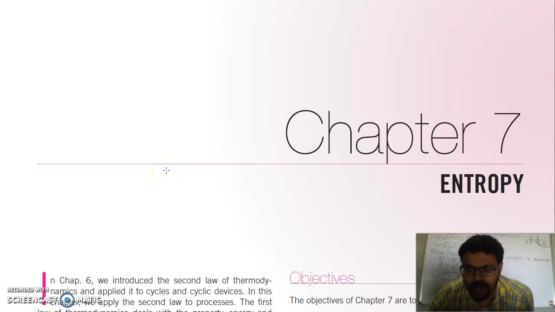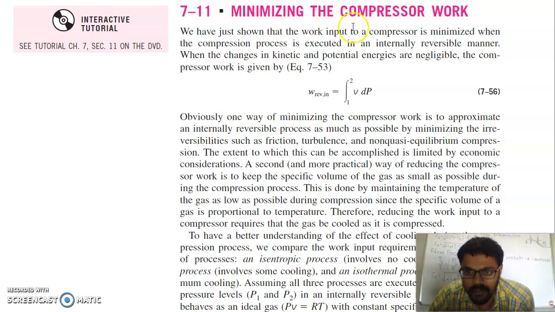Good morning. Today we will start with the topic entropy, chapter 7. We will start with how to minimize the compressor work. Compressors are used in power plants, as well as to compress the air used for pneumatic and conveying systems, as well as to fill high pressure vessels.